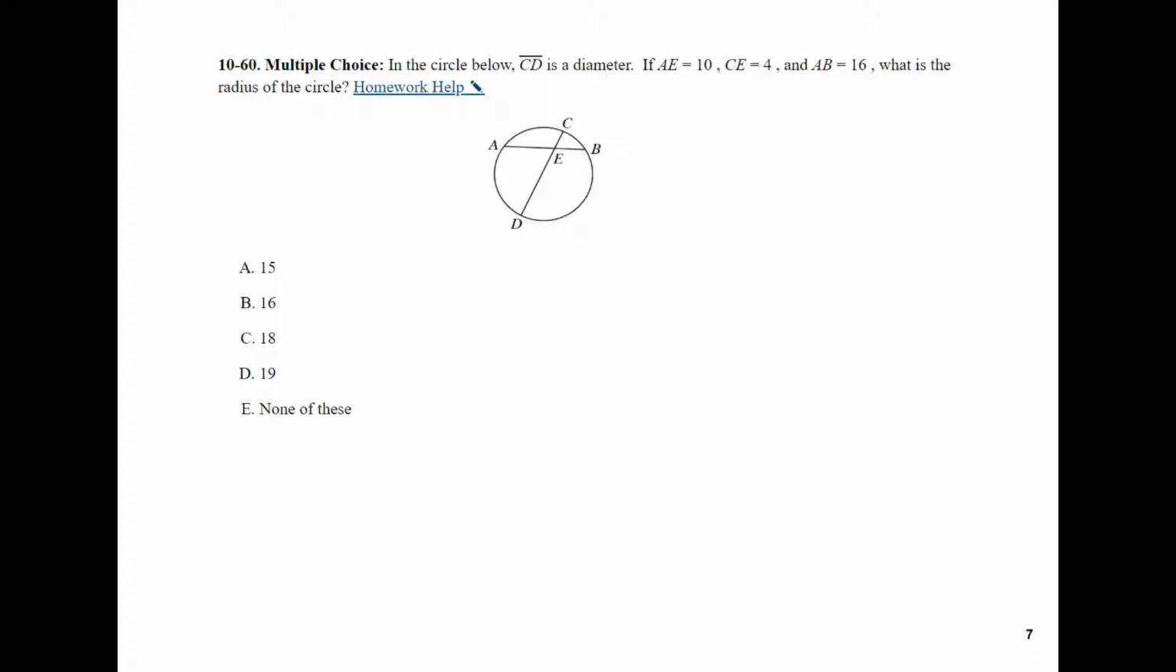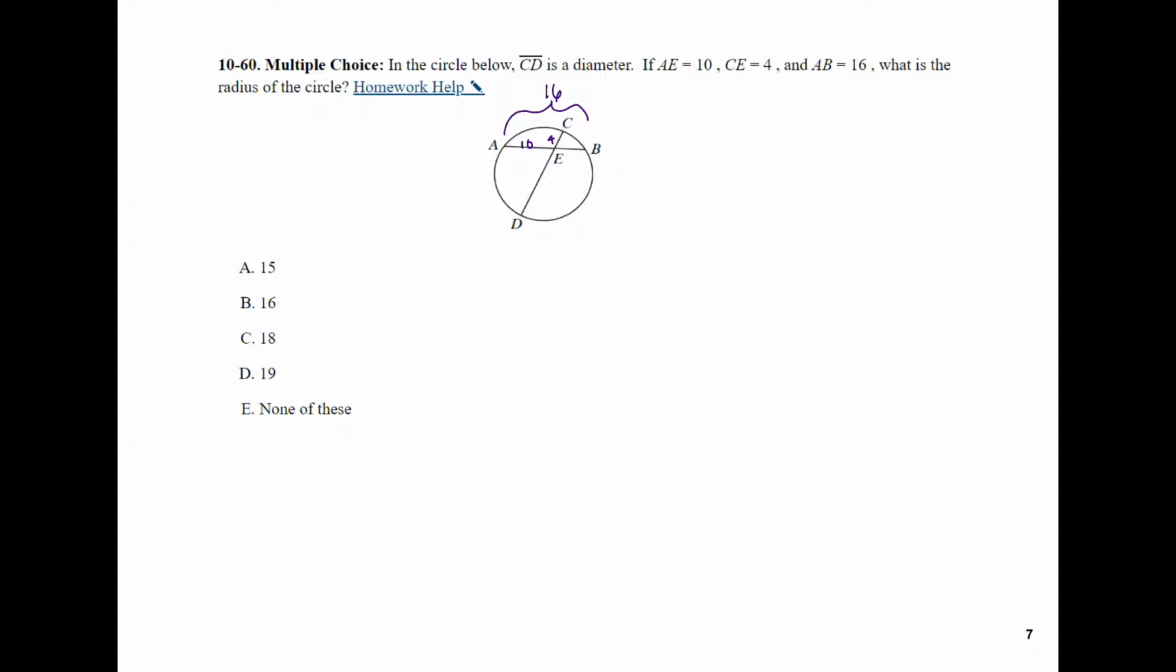1060 is a multiple choice question. In the circle below, CD is the diameter. If AE is 10, CE is 4, and AB is 16, what is the radius of the circle?